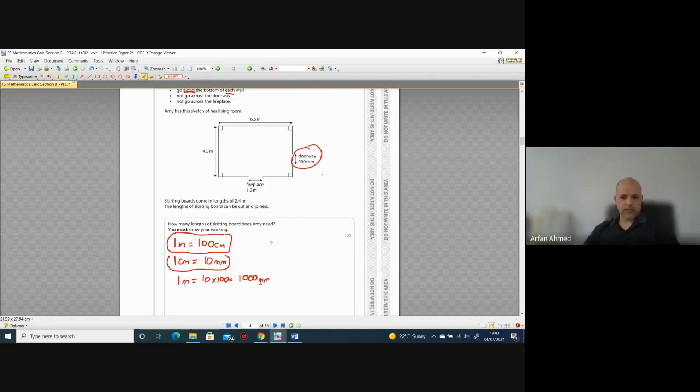So let's use this. 1 meter equals 1,000 millimeters, right? How many millimeters do we have? We have 900 millimeters. How do I get from that to that? Well, it's decreasing. It's gone down. What's a good way of doing that? I'm going to have to divide it by 1,000.